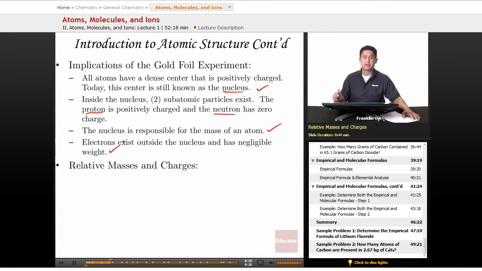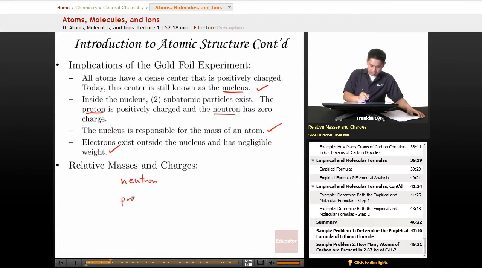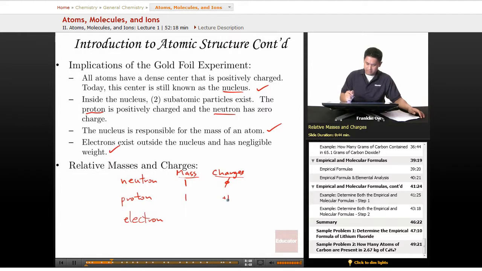And so let's go ahead and summarize these subatomic particles. Okay, neutron, proton, and electron. Now, please make a note that these relative masses and the relative charges are indeed in relation to each other. And so a neutron is going to be assigned a mass of 1 and a charge of 0. A proton is assigned a mass of 1 and a charge of positive 1. And an electron has a negligible mass, a mass of 0, and a charge of negative 1. And of course, we symbolize the neutron lowercase n, proton p, and the electron is going to be e.